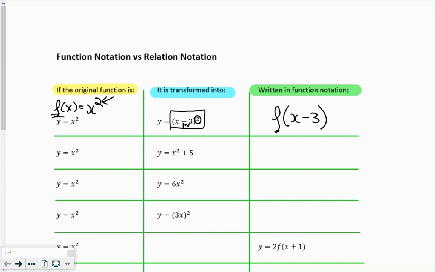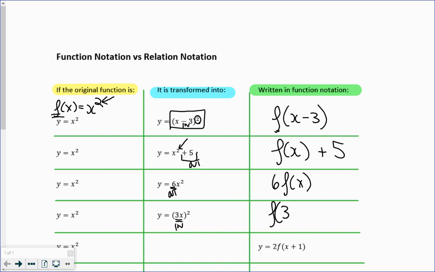So on this one, x squared plus 5. So this is outside because it's not being affected by the squared. So you'd write f of x plus 5. Now be careful on this one. The 6 is on the outside. It is not being affected by the squared. Compare this one, the 3 is being affected by the squared, so it is on the inside. So this one would be 6 times f of x. This one would be f of 3x.